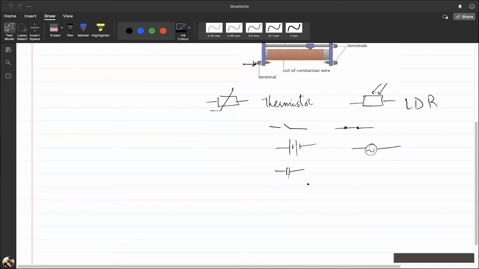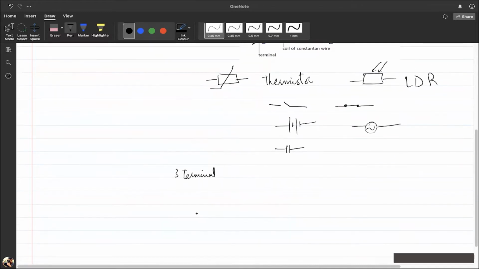There is another 3-terminal component. There's only one in your syllabus, which is basically made using these junctions, like PN junctions. And most teachers just skip that component. I don't know why, but usually it is just not studied.